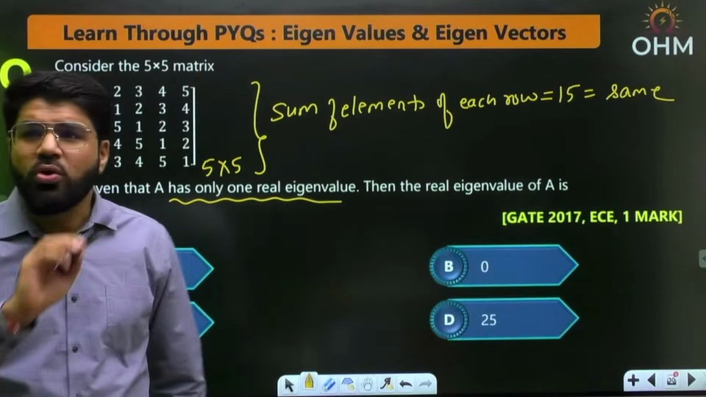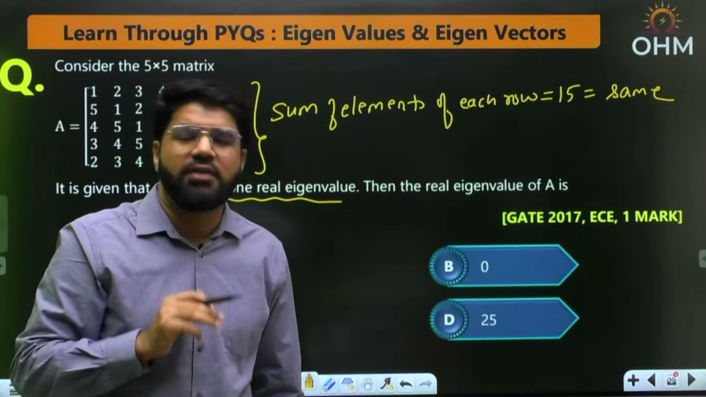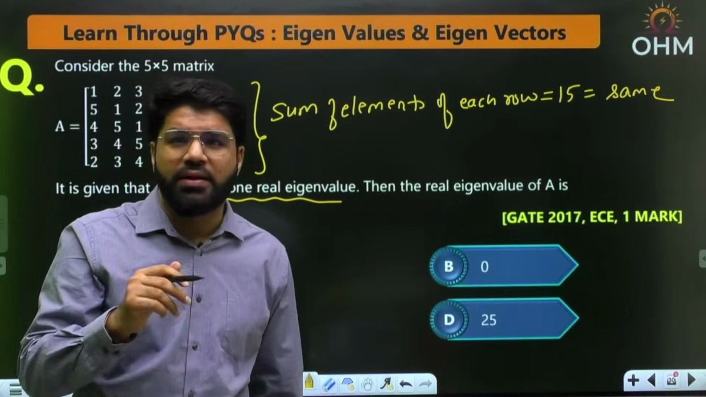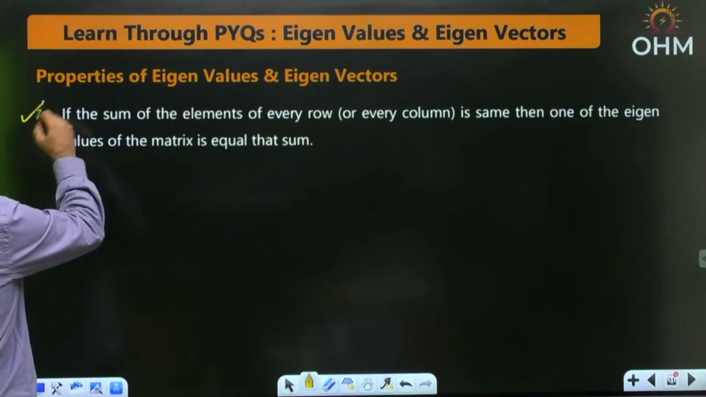Okay. No need to apply any row operation, and you should not apply. Row operations will change the eigenvalues. It will not change the determinant of the matrix. Row operations are only for determinant calculation. Okay. So now next, property number 7.